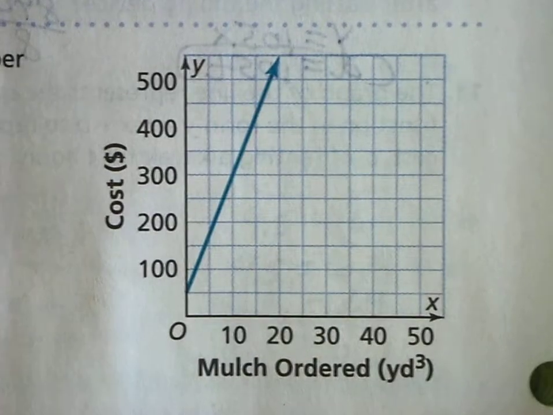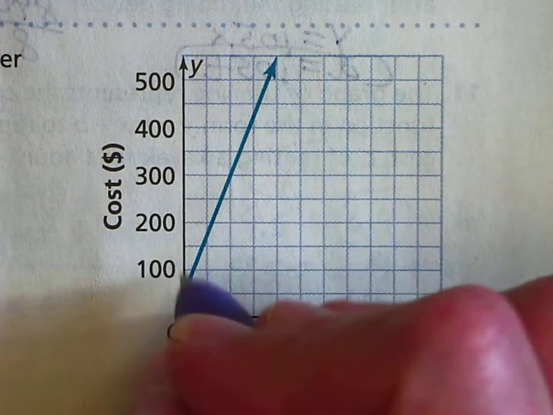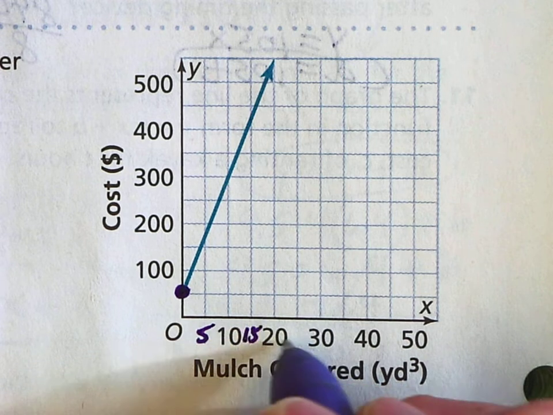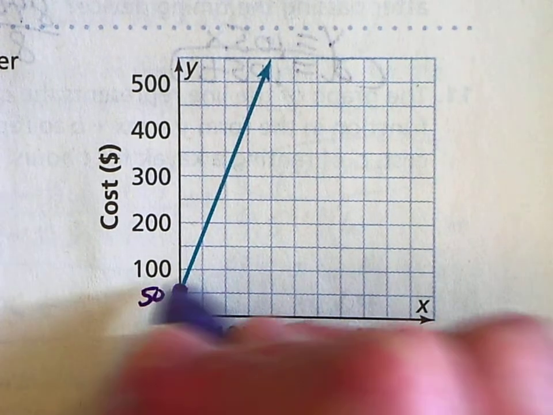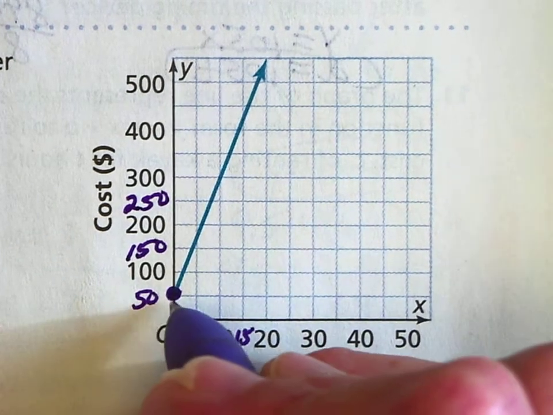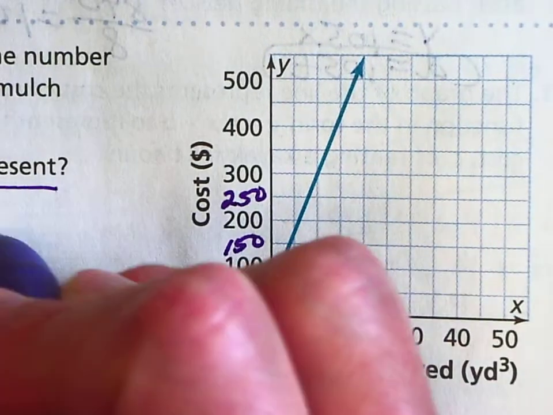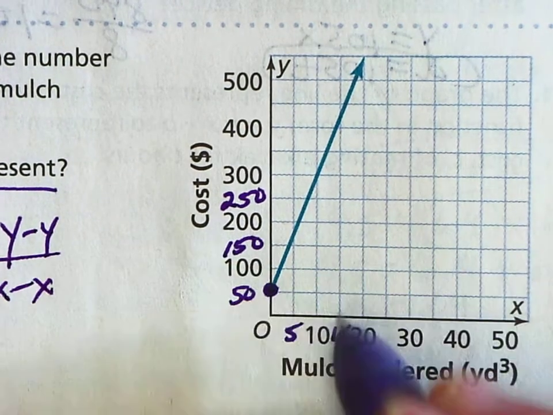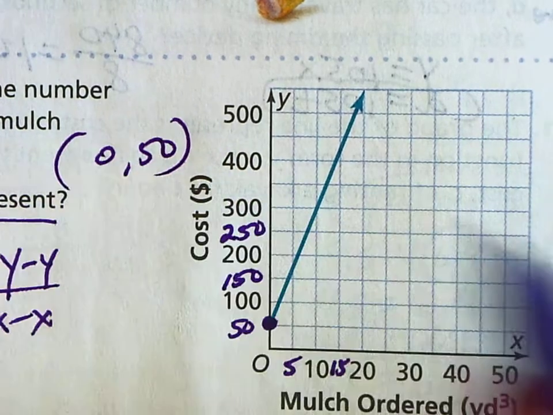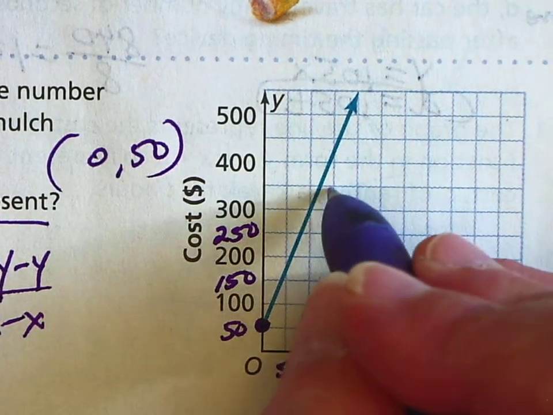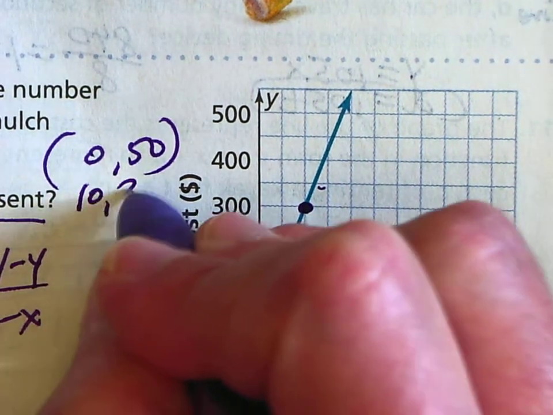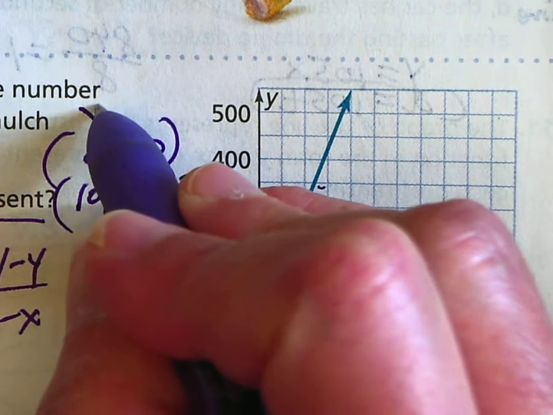We can either find 2 points on this line and do rise over run, or we can do y minus y over x minus x. Okay, so this would be 5, 10, 15, 20. So these are counting by fives, and this would be 50, 100, 150, 200, 250, 300, and so forth. So I'm going to use y minus y over x minus x. I'm going to name this point 0, 50. And then I'm going to find another point that lands on this line. How about this one right here? So that would be 10, 300.